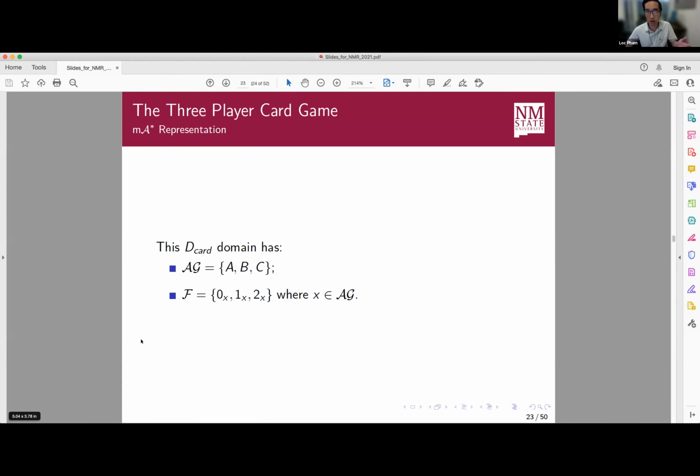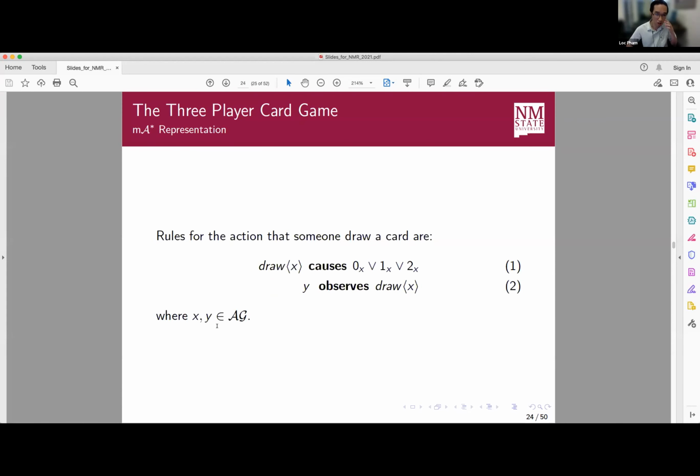With this domain, MA star encodes it using a 3 set. The first set is the set of agents AG, which will contain A, B, and C, representing the agents Anna, Bill, and Kat. The second set is the set of fluents, where X0 means that the agent is holding card 0, and X1 means that the agent is holding card 1. So there are a total of 9 fluents in this domain. And then the last set is a set of rules.